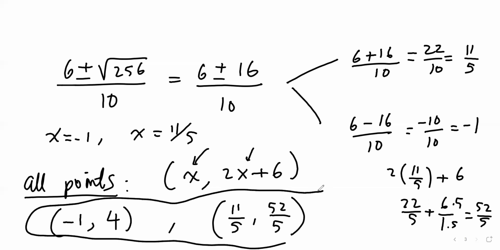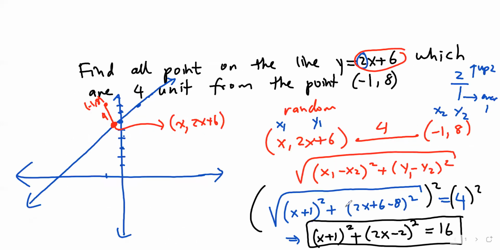So we found 2 points that are 4 units away from the given point. These 2 points will be 4 units away, so basically this will be our answer. But again, this assumes that the given point is this one, because it was not readable and I assumed that it's this.